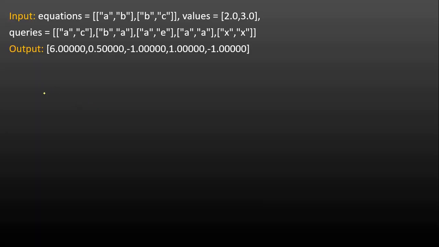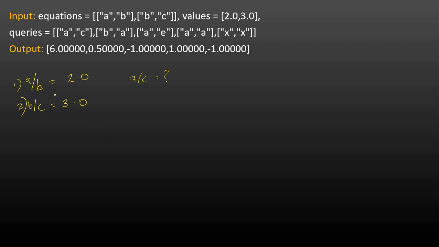So this is the same example. What they have said is a comma b, so that is the same as a by b equals 2.0, and then b by c equals 3.0. These are the two equations that are provided to us. Now there are a couple of queries and we have to give the answers for those queries. The query is a comma c, which means a by c. What is a by c equal to?